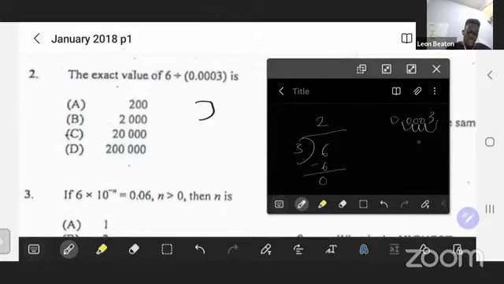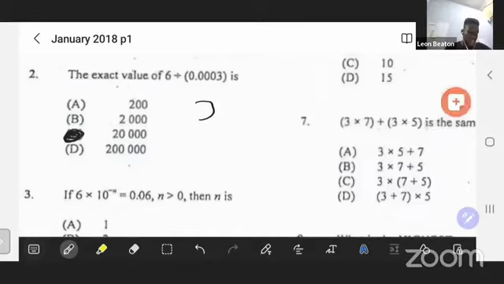Remember we moved the decimal point 1, 2, 3, 4 times. And because we moved the divisor, we'll have to move this decimal point back out 1, 2, 3, 4. Let's put zeros in the places that we move. So the answer here would be 20,000, which is C. You could have used a calculator easily, but remember this is paper 1, and in paper 1, you're not given the option to use calculators.